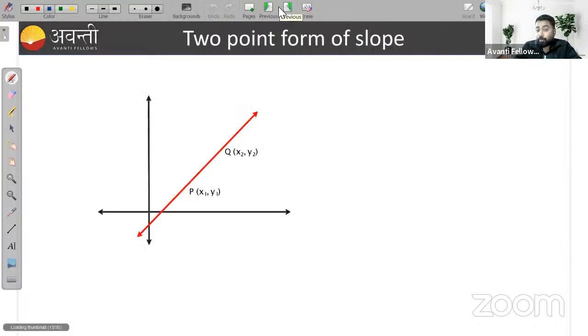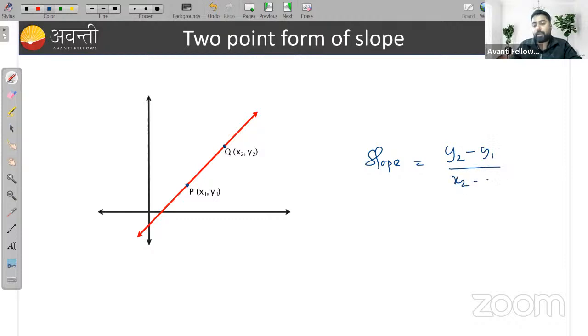Then another form of slope is here. If I ask you to find the slope of this line, and you have two points on this line, P and Q, with coordinates x1, y1 and x2, y2 respectively, then what should be the slope? The slope is y2 minus y1 upon x2 minus x1. Clear? Yes or no?